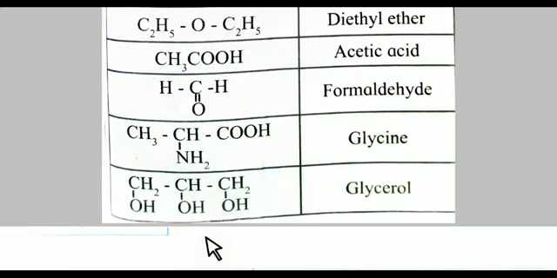So some of the organic compounds in common names you have to remember, which are given by scientists. Students, for common names there is no formula. You have to remember the common name of the compound.